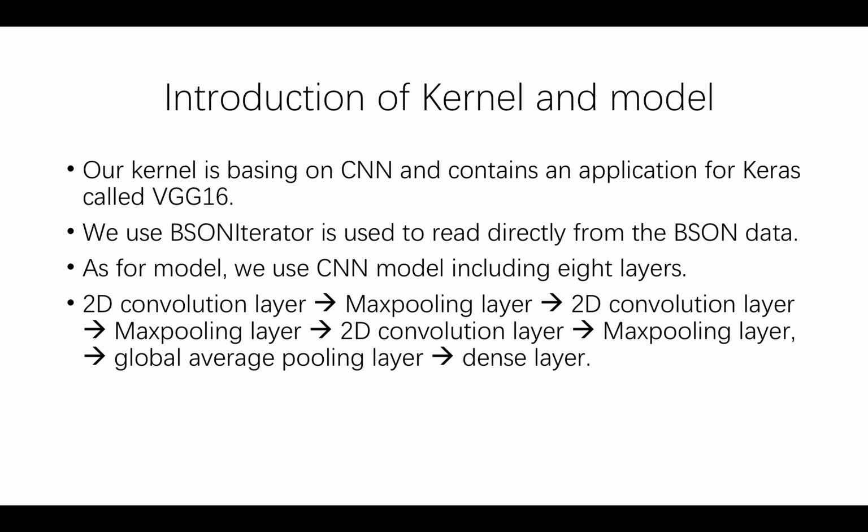First, I'm going to introduce the kernel and the models we use. Our code is based on a convolutional neural network and contains the application for Keras called VGG16. At the same time, we use a Python iterator to read directly from the Python data. For this model, we use a CNN module. There are a total of 8 layers: a 2D convolution layer, a max pooling layer, a 2D convolution layer, a max pooling layer, and a 2D convolution layer and a max pooling layer. We use this model to train on the data.